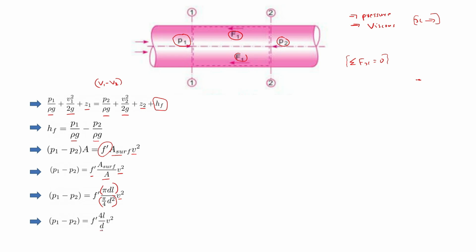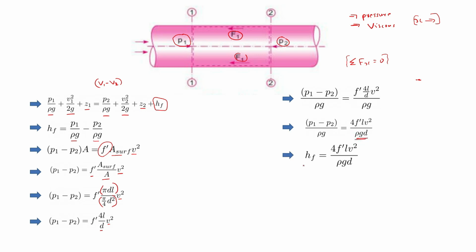So this can be reduced into P1 minus P2 by rho G is equal to F dash into 4L by D into V square by rho G. So P1 minus P2 by rho G is equal to 4F dash L V square by rho G D. So HF, the head loss due to friction, is equal to 4F dash L V square by rho GD. So this can be written as, if you make a modification here, that F dash by rho can be written as F by 2. This is another friction coefficient. So you can write this equation as HF is equal to 4FLV square by 2GD.